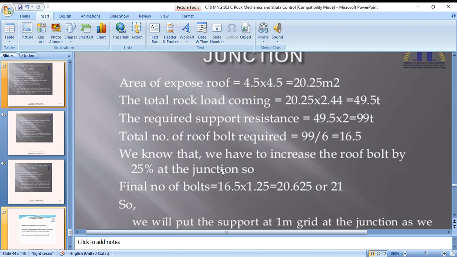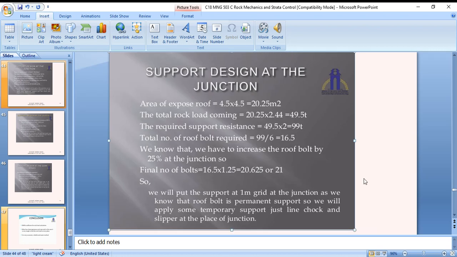So we know that we have to increase the roof bolts by 25% at the junction. So the final number of bolts required is 16.1, so with 1.25 factor, 21 bolts are required. So we will put the supports at a 1 meter grid at the junction, as we know that roof bolt is a permanent support. So we will also apply some temporary support, like chock supports, at the place of junction.